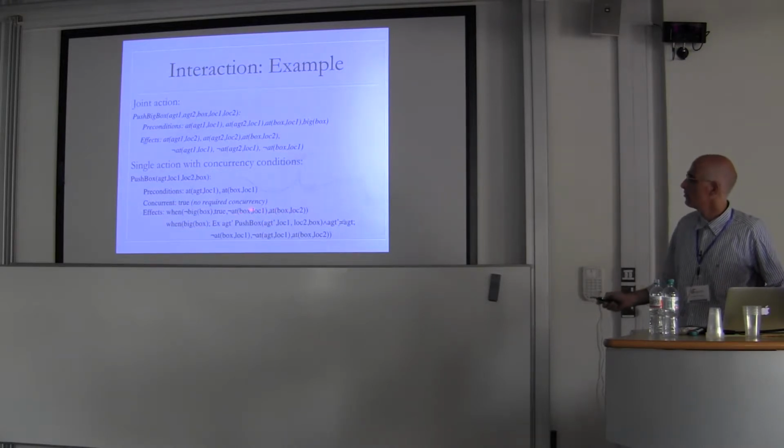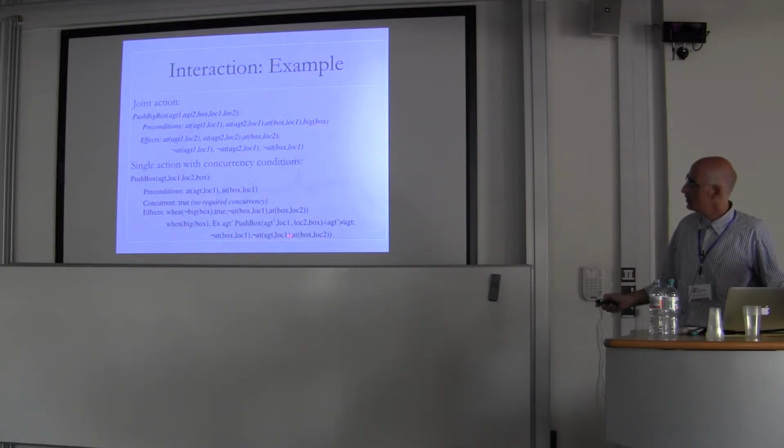And also the agent should change, sorry, there's a mistake inside. The agent also has to change. But when the box is big, this is a concurrent action condition. There has to be another agent that performs the same type of push box action with the same initial and goal location, okay, and the same box. That agent has to be different than our agent, the performing agent. In that case, the box will move, okay?